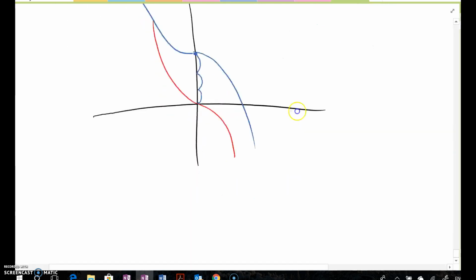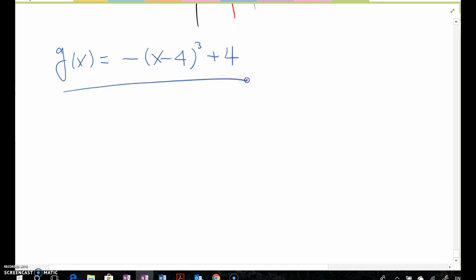Okay, let's go into a little deeper concept here. Given g(x) equal to negative (x minus 4) cubed plus 4, can you conjecture how it moves from the negative x cubed graph? Yes. So y equal to negative x cubed will transform to 4 to the right, and 4 up again.